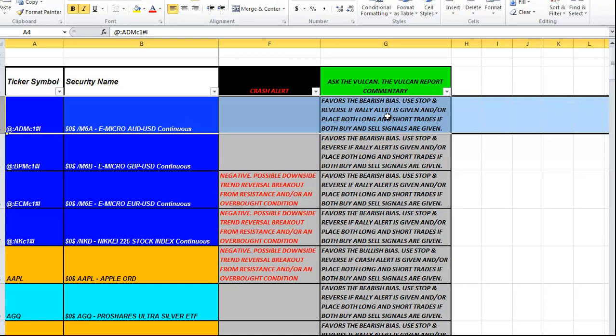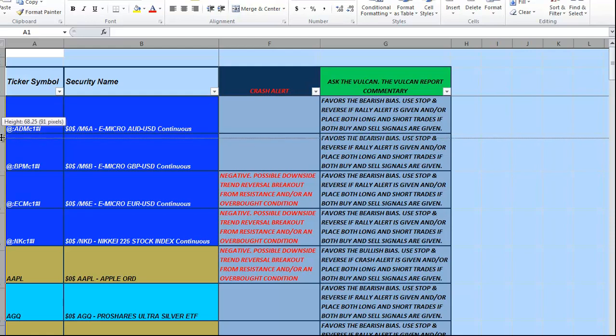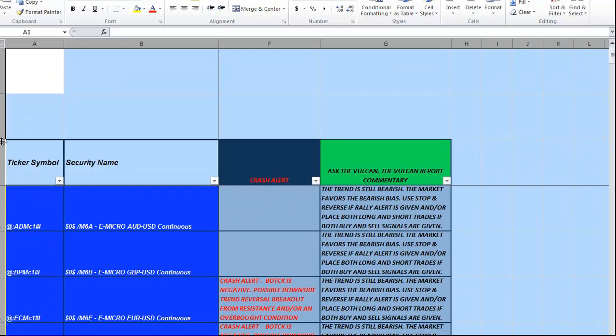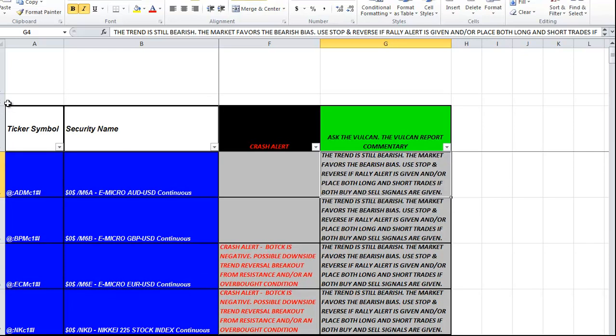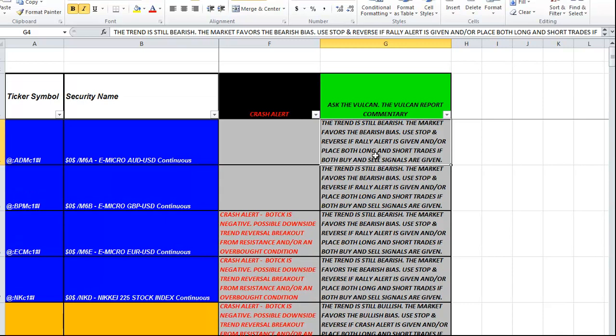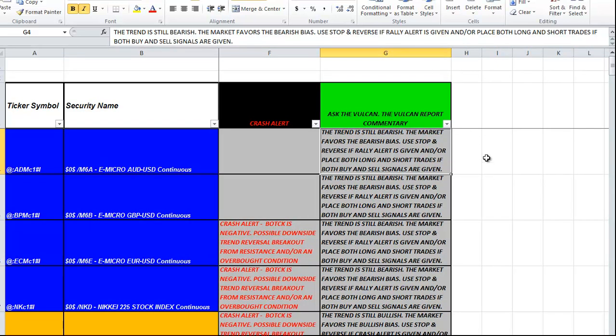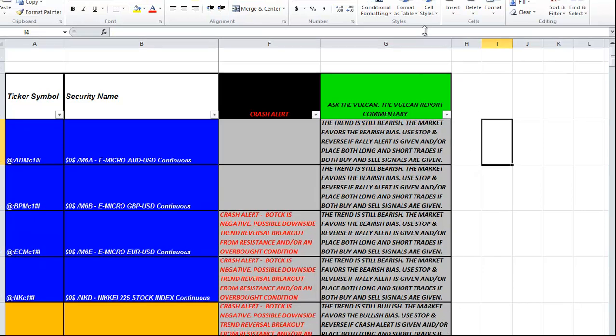And you'll see here it says that this is just an example, so you can get an idea of how the system reads. For example, it says here that the trend is still bearish in the Australian dollar, and that the market favors the bearish bias. And it tells you to use a stop and reverse if the rally alert is given, and or place both long and short trades if both buy and sell signals are given at the same time. So you have that there to go by in case you are unfamiliar or confused on what to do.